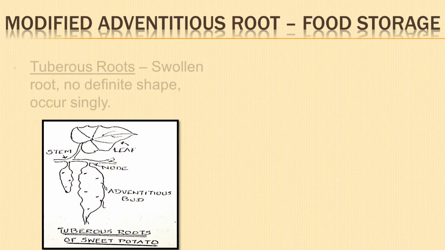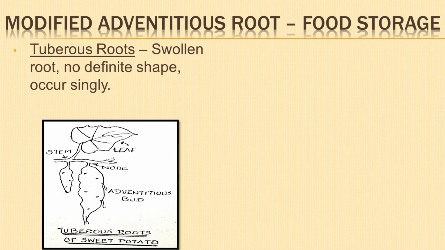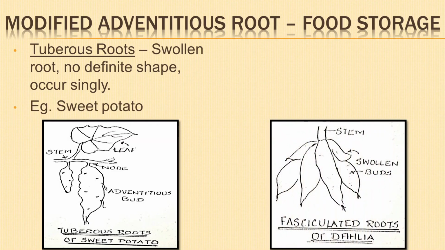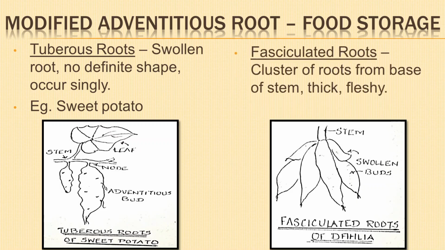The adventitious roots which store food are swollen. These fleshy roots are of several types. Tuberous roots. The swollen root has no definite shape and occurs singly as seen in sweet potato. Fasciculated roots. A cluster of roots arising from the base of the stem becomes thick and fleshy due to storage of food and is known as fasciculated root. Example, roots of dahlia.